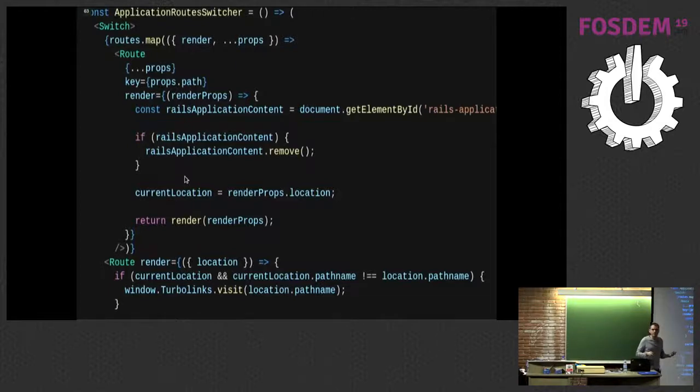But what happens if that page is not React? What happens if my current location is not React based? So I have a default route, as you can see here. And with the default route, I just use a regular link, and then server-side rendering appears. So we have client-side rendering and server-side rendering together, mixed. So we benefit from both worlds.